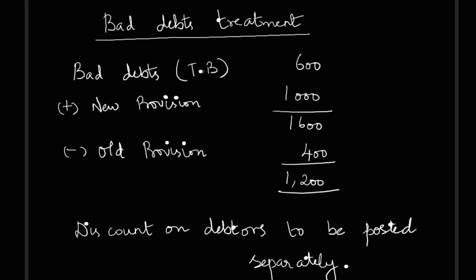As per the trial balance, bad debts was considered, we thought we'll have 600 rupees as bad debts. Then after the new provision calculation, it is now 1,000. So you add it to the trial balance value, 1,600, and you deduct the old provision that is already mentioned, which is 400. So this 1,200 is the final bad debts value that will be posted in the profit and loss account. Discount on debtors will be shown separately in the profit and loss account.